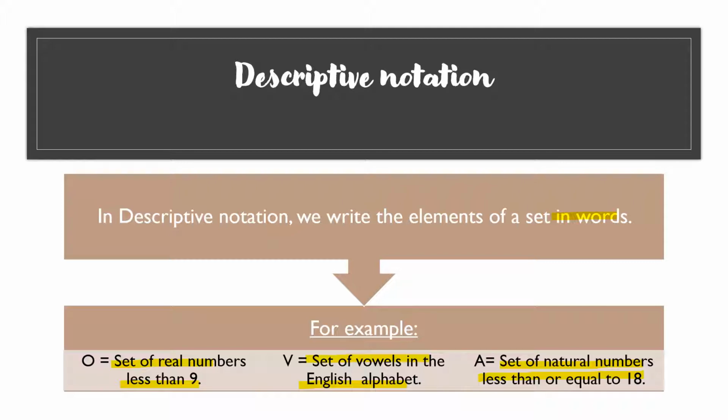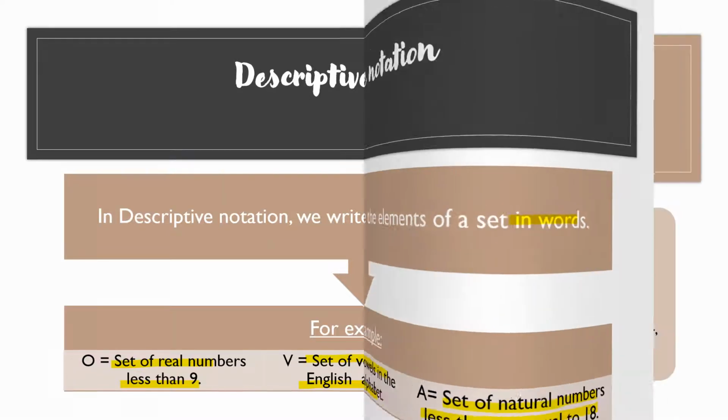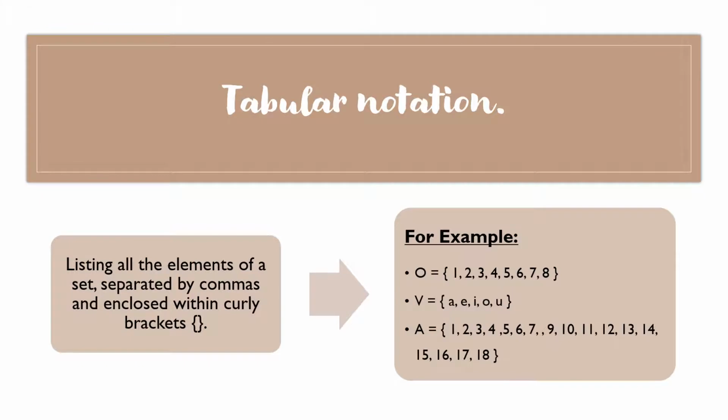The next notation is tabular notation. In tabular notation, we list all the elements of a set separated by commas and enclosed within curly brackets. So in this notation, we list all the elements of a set, just like written in these examples. O is a set of all the real numbers less than 9. So we have listed all the elements in a set, and we have written them in curly brackets.